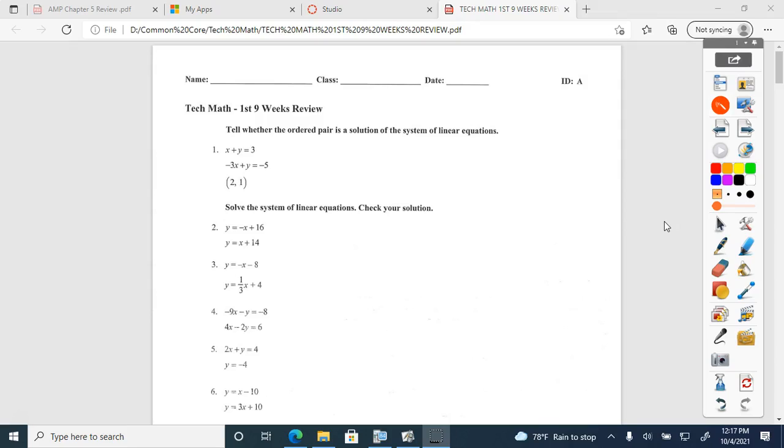So, all right, here we go. Review. Number 1, tell whether it is a solution. All you do is plug them in. So, is 2 plus 1 equal to 3? Yep. Is negative 3 times 2 plus 1 equal to negative 5? Yes. So this is yes. Easy peasy, lemon squeezy.